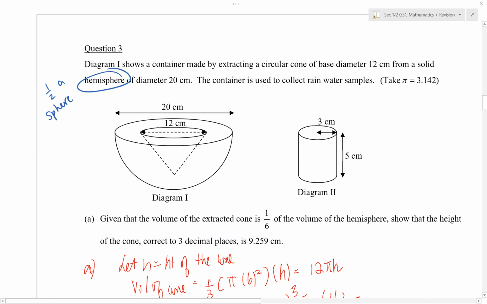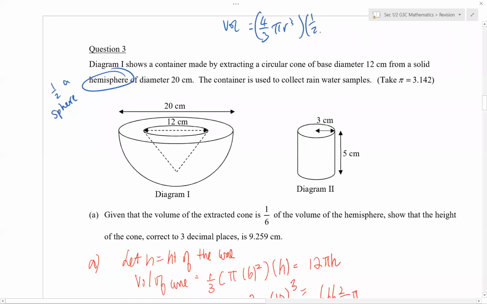So when you see hemisphere, you must think of all the formulas already. Since it is half a sphere, volume is 4/3 pi r cubed. This is for a sphere. So for a hemisphere, we need to halve it.